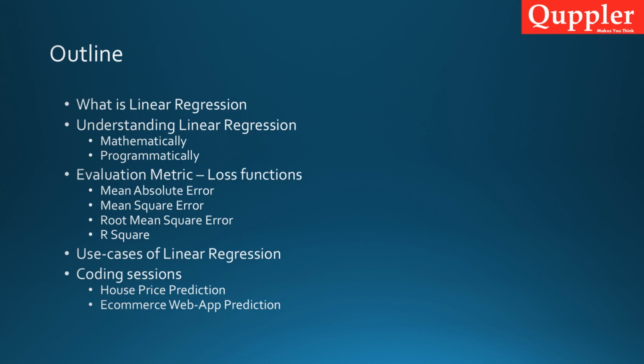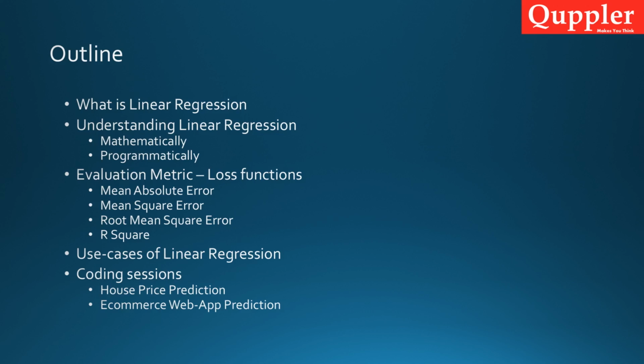Then we're going to jump into the evaluation metrics, where we're going to find the loss function using the mean absolute error, mean square error, root mean square error, and r square. By these four ways we're going to find the loss function, or we can see the evaluation metrics of the linear regression, what we had predicted, like how accurate it is.